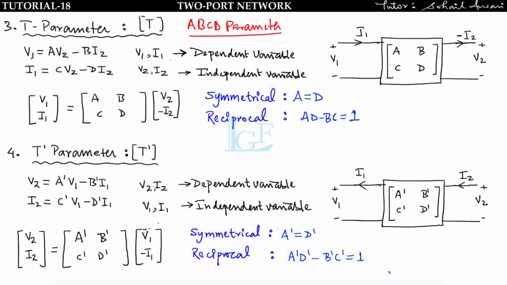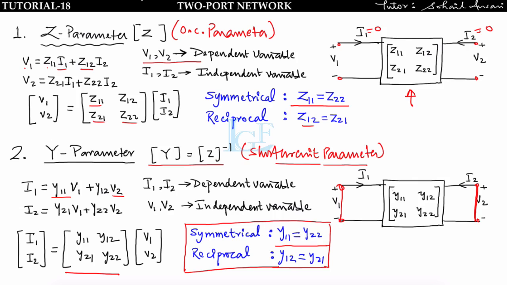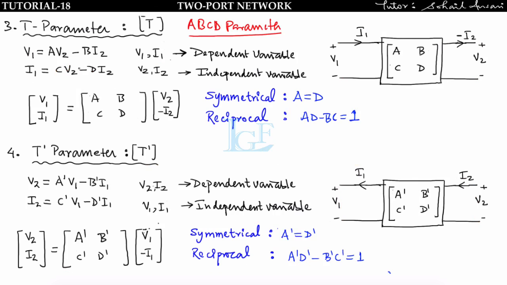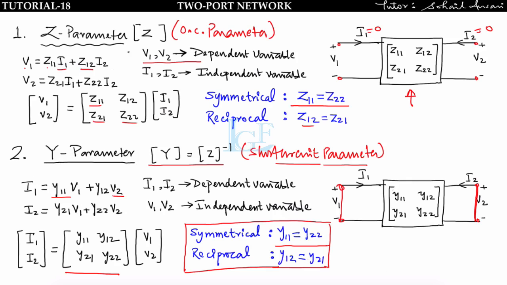We can represent T parameters in equation form as V1 is equal to AV2 minus BI2 and I1 is equal to CV2 minus DI2. See, in the previous parameters Z and Y we are taking plus, but while defining ABCD parameters we are taking negative. Why? Because in ABCD parameters the direction of current is opposite to what we have assumed in the two port network. Here the direction of current is entering the port, and here also the direction of current is entering the port. That's why we are taking positive.